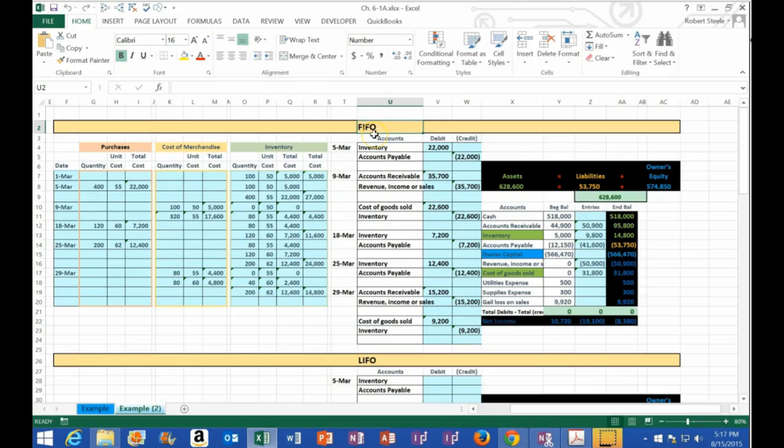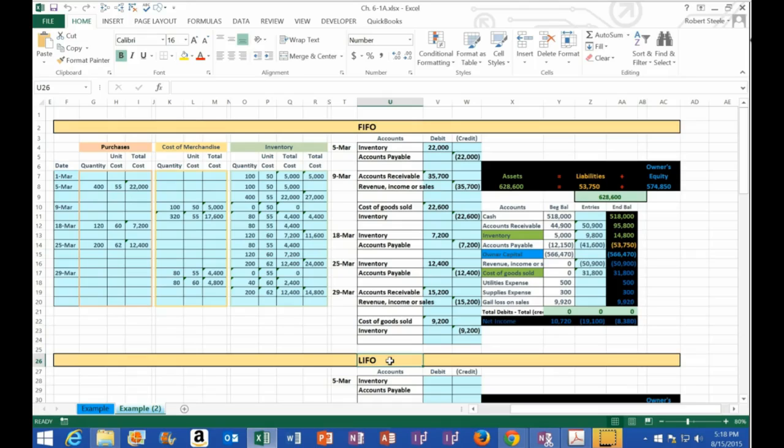But remember, both of them are just estimates, meaning that we're here assuming that the first ones we bought are the ones being sold. That's just an assumption. It's an assumption that would make logical sense for the way we would try to sell things, but it is just an assumption. We are going to assume the opposite in LIFO, which seems counterintuitive in terms of the way we would actually sell things.